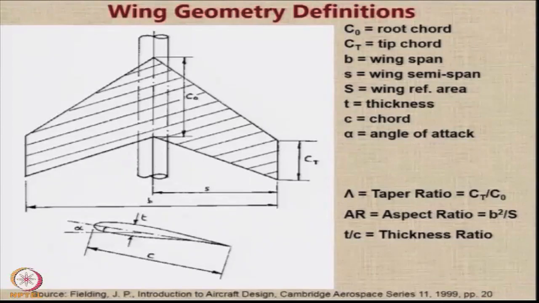There are some derived parameters like the taper ratio, which is the ratio of the tip chord to the root chord. There is an aspect ratio, which is an indication of its slenderness, defined as the square of the span upon the wing reference area. And we have a thickness to chord ratio, or the T by C ratio, which is the ratio of the maximum thickness divided by the mean aerodynamic chord of the wing.